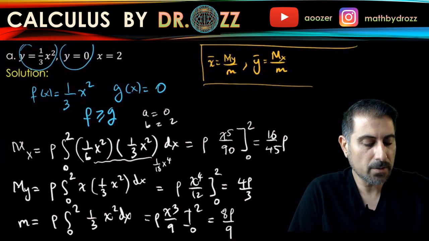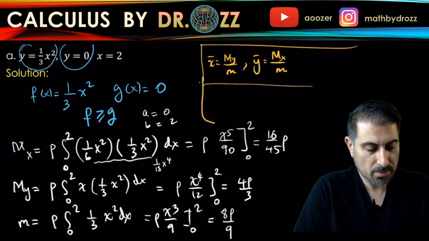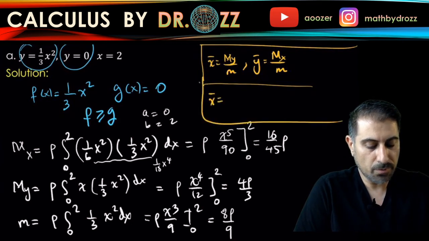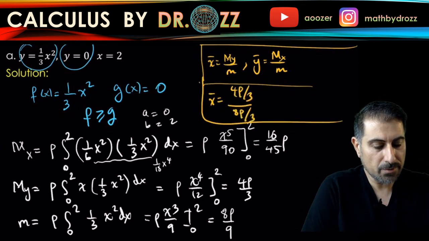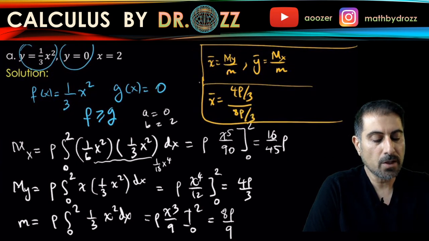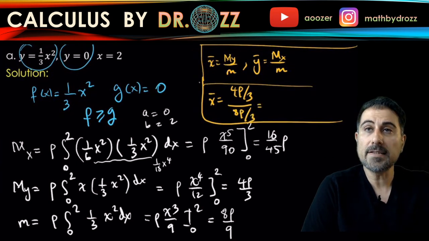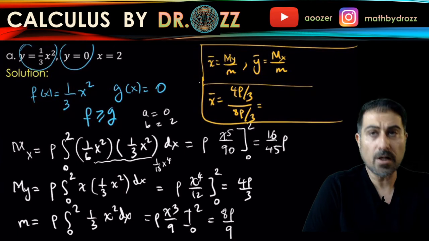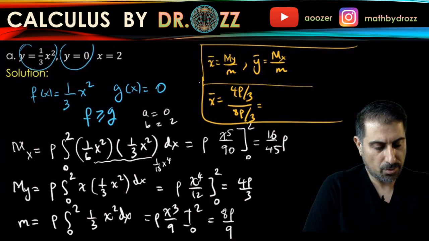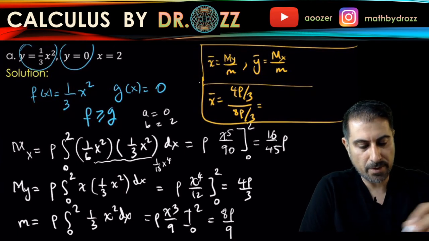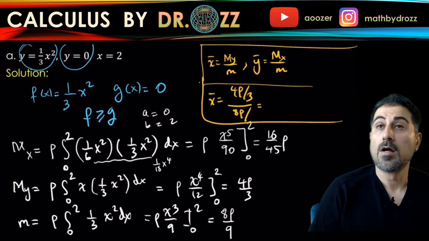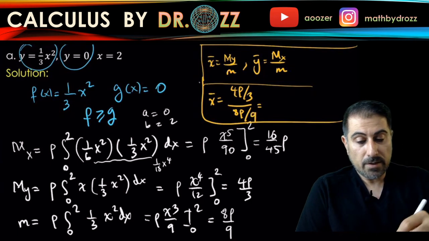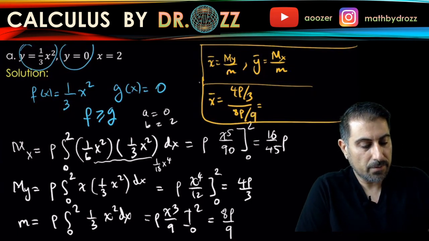So x bar is going to be m sub y, so 4 rho over 3 divided by 8 rho over 3. Okay, and that is after you cancel the rhos and flip the bottom over. So you have 4 over 8. Let's see, 8 over 3. Is this 8 over 9? I'm sorry, this is 8 over 9. Oops, let me just correct that. So then x bar is going to be 3 halves.